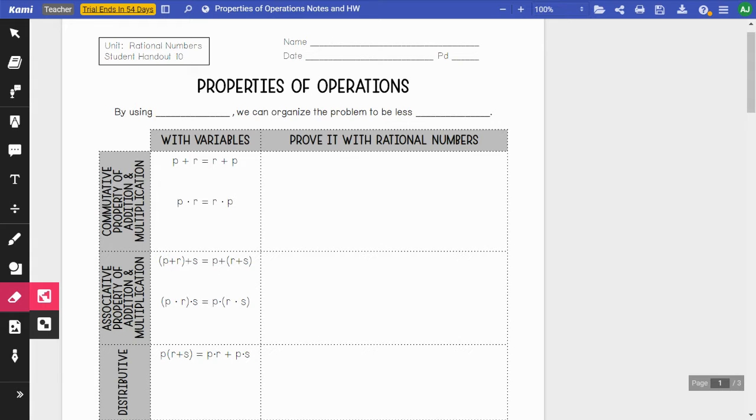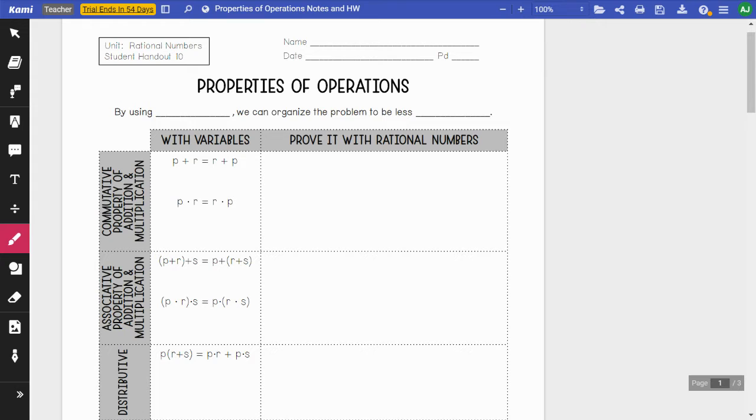We are working on properties of operations. This will be our last set of notes in our rational numbers unit as we move on to the study guide and working on our unit test for rational numbers. So we will go ahead and get started.